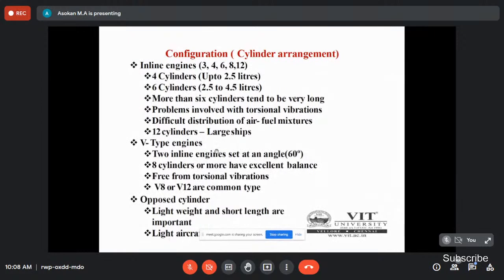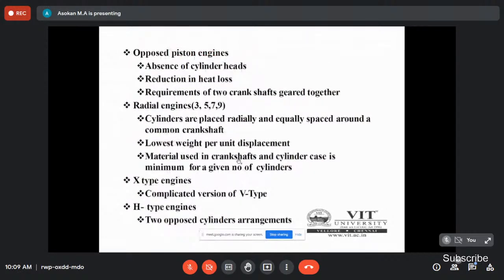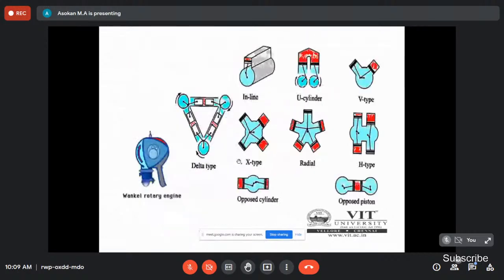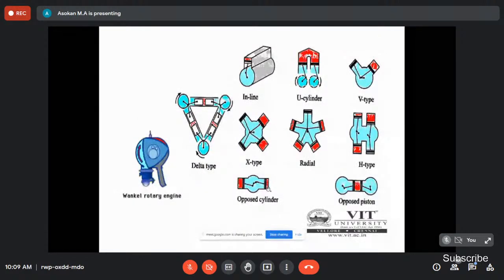And we take the inline engines. The angle of the V engines is 60 degrees. The 8 cylinder or more has excellent balance, and there is also the opposed cylinder system. Yeah, this is some of the representation: the inline, V type, X type, radial type, H type, opposed cylinder, opposed piston.